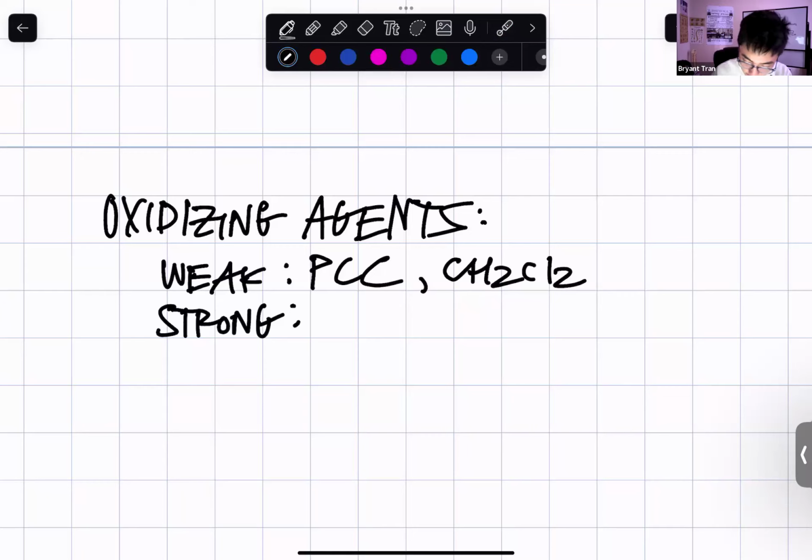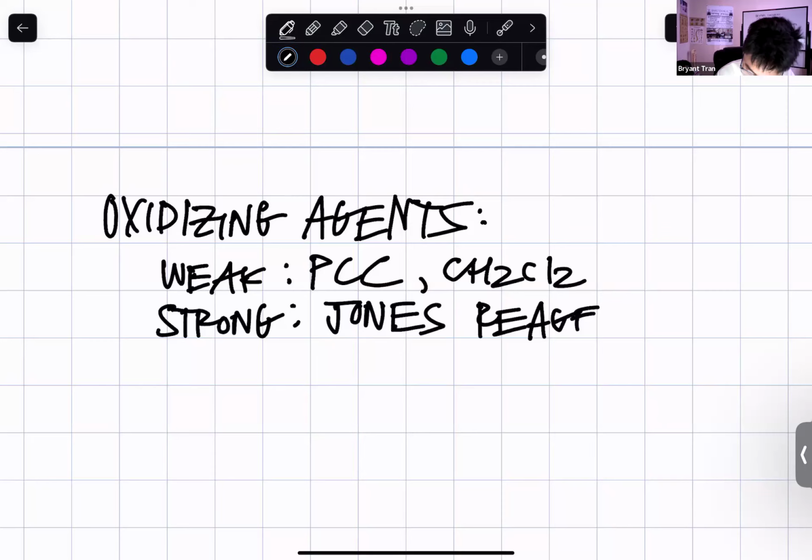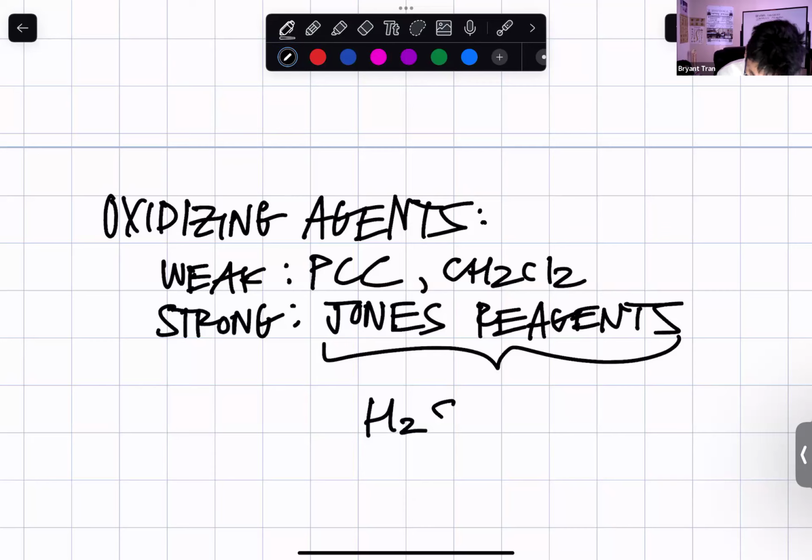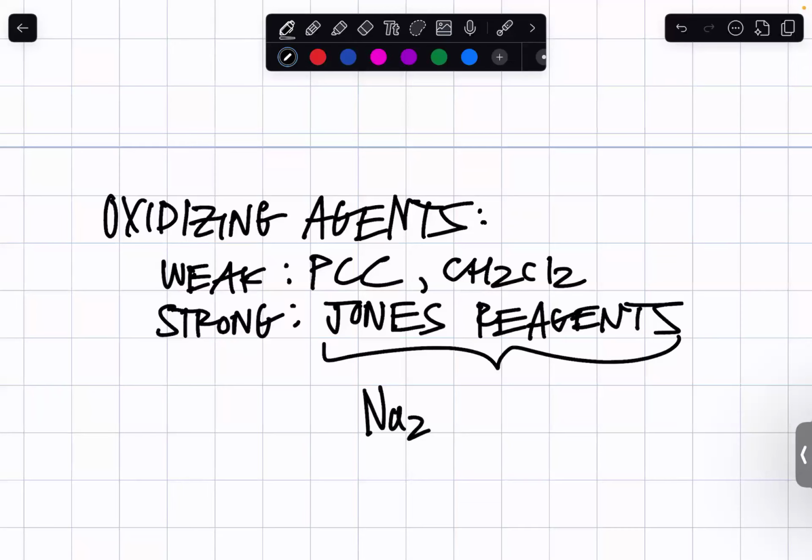For the strong oxidizing agent, you could see this abbreviated as Jones or Jones reagent, and there are different forms you could see it in. You could see it in the form of H2SO4 and H2CrO4.